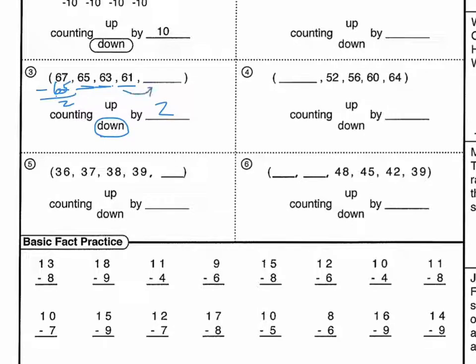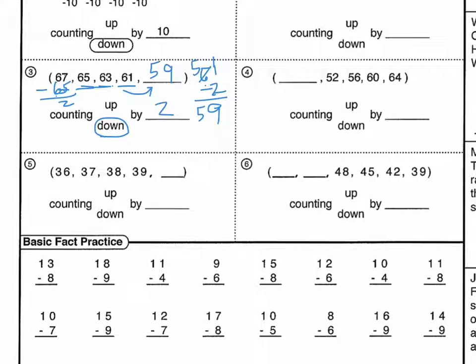And yes, we are still going down as we go from the 61. Well, what's 2 less than 61? I can count on my fingers and go 60, 59, or I can do 61 minus 2. And I have to regroup here. That's 5. 11 minus 2 is 9. And 5 take away nothing is 5. So 59 would be the next number.